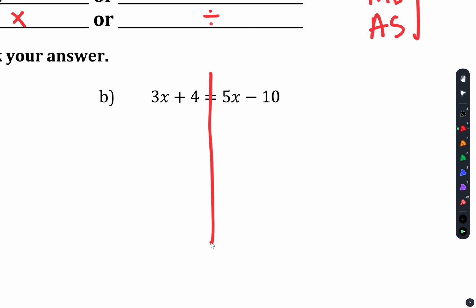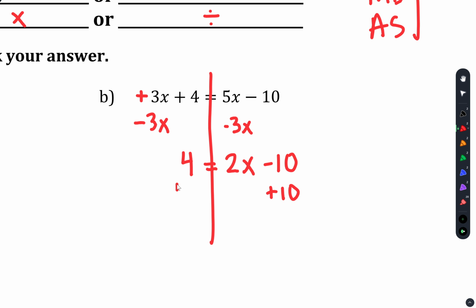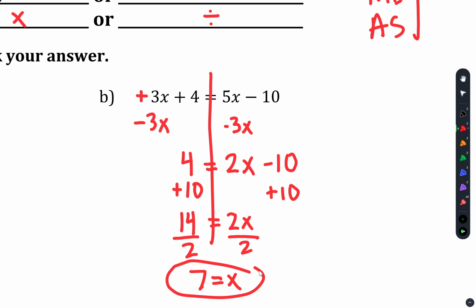So to move the 3x to the right side, what do I have to do? Subtract 3x. Because again, here's my invisible plus sign that I can't see. To do the opposite is minus. I drop the 4 down. 5x minus 3x gives me 2x. Drop down the negative 10. Add 10 to both sides. And finish it off by dividing by 2. Questions?